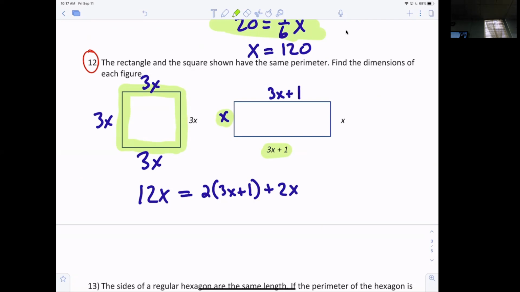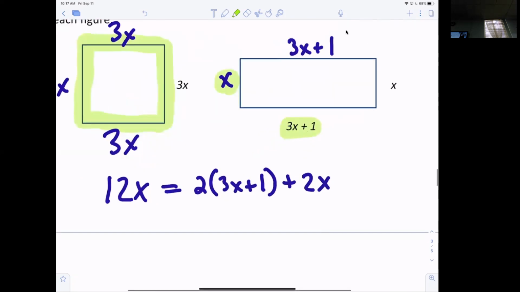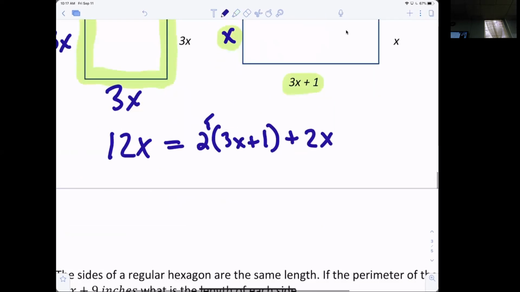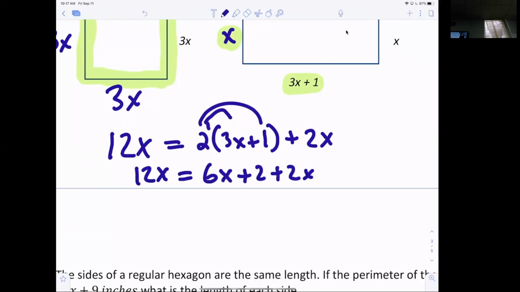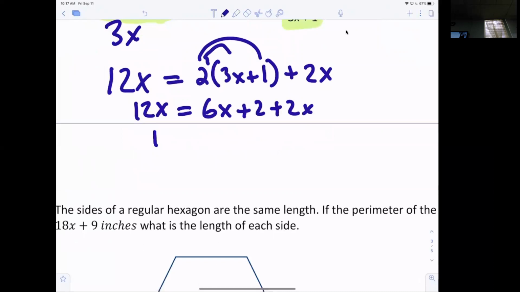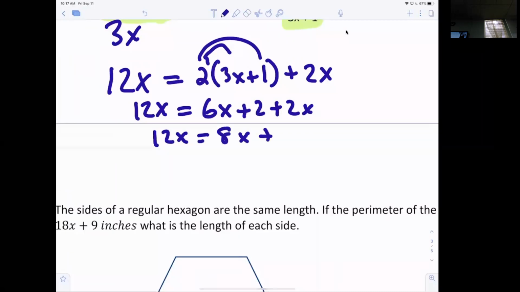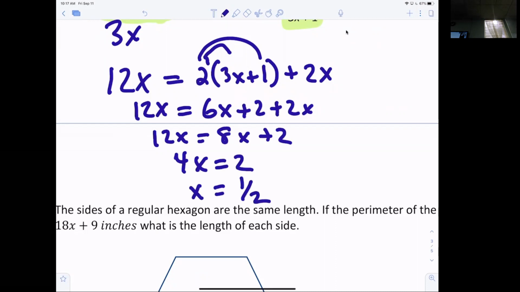Oh, I thought you were saying 3x is the total perimeter. All right. Or you could say, yes. How do I know that's the same, Oscar? Because that's the same as when you distribute the 2, right? So 12x is equal to 6x plus 2 plus 2x. And then the 6x and the 2x makes what? 8x plus 2. Subtracting 8x gives me 4x equals 2. So the value of x is what? The value of x is not 2, because 2 divided by 4 is not 2. 2 divided by 4 is 1/2.